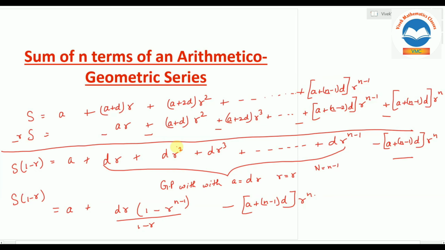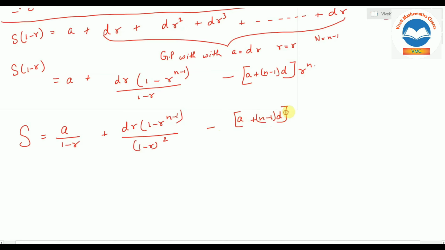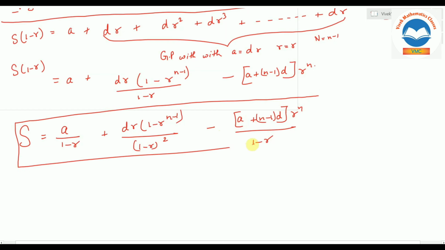So this we are getting S into 1 minus r, but what we need to find? We need to find S value. So what we will do? I will divide by 1 minus r on both sides. So here we will get a divided by 1 minus r plus dr into 1 minus r to the power n minus 1 divided by 1 minus r the whole square, minus a plus n minus 1 into d all multiplied by r to the power n divided by 1 minus r. This will be our sum of n terms of AGP.